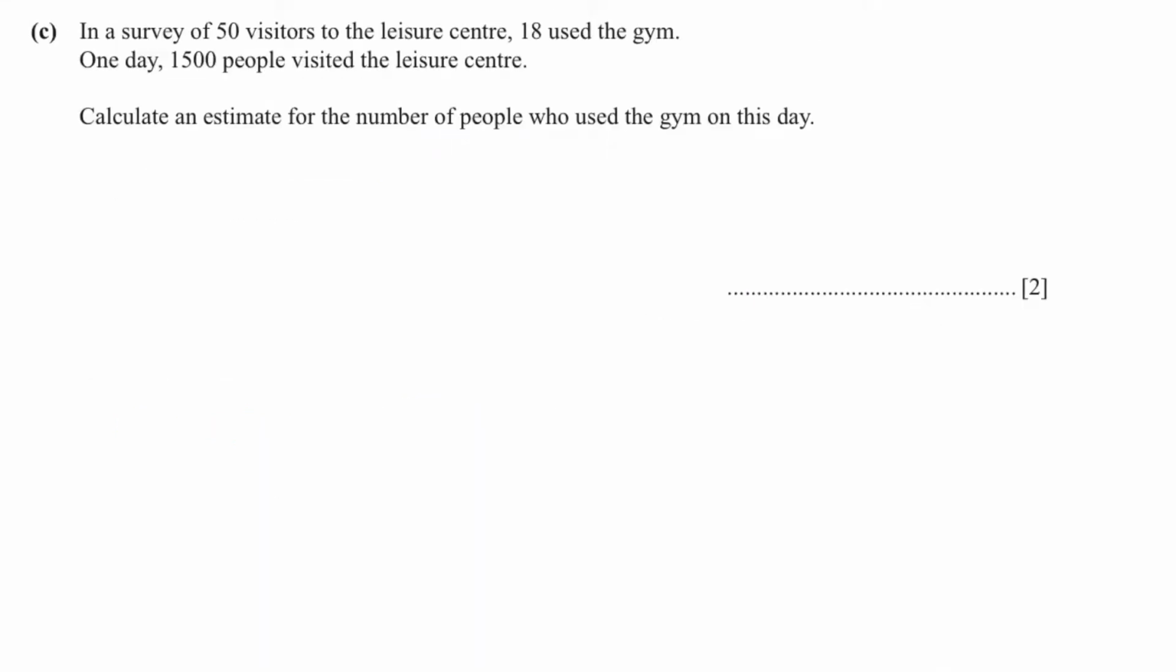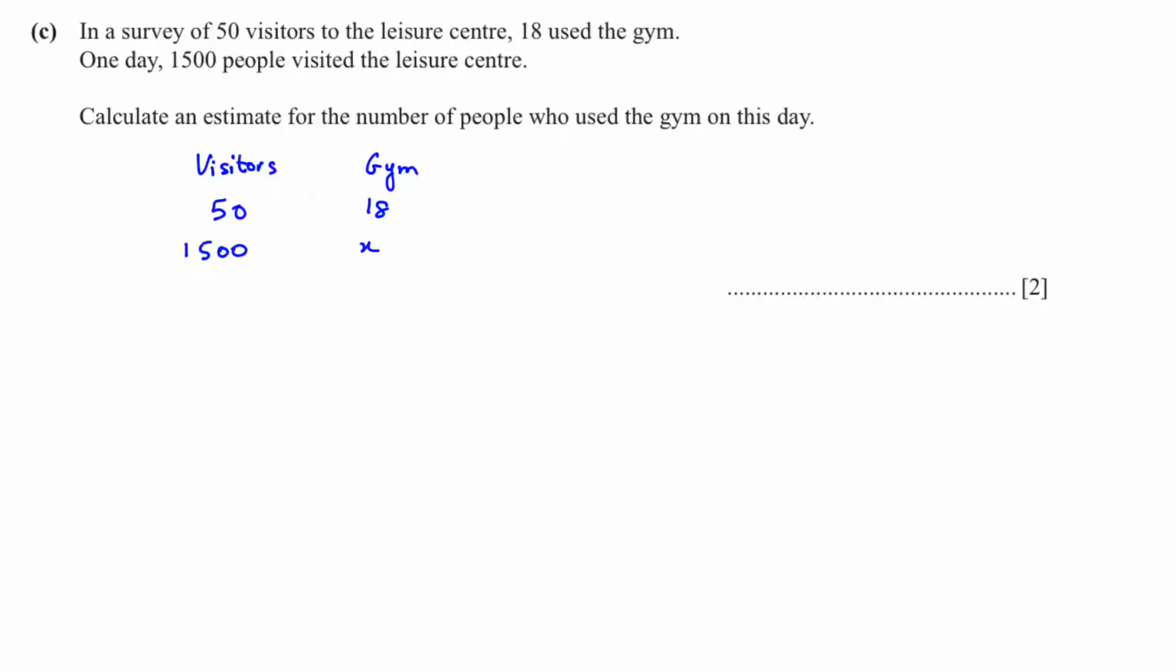In a survey of 50 people, visitors to the leisure center, 18 used the gym. One day, 1,500 people visited the leisure center. Calculate an estimate for the number of people who used the gym on this day. For a question like this, we'll first write visitors and the people who visited the gym. So when there are 50 visitors, 18 use the gym. When there are 1,500 visitors, how many use the gym? We'll name it x.